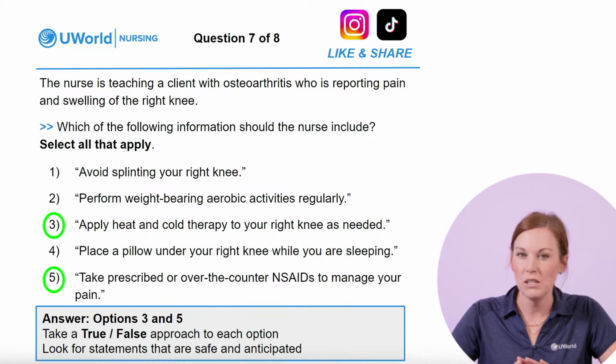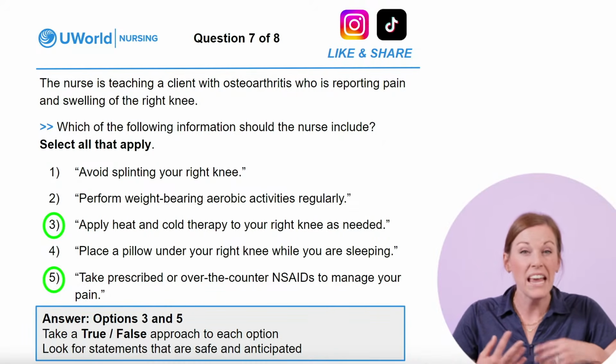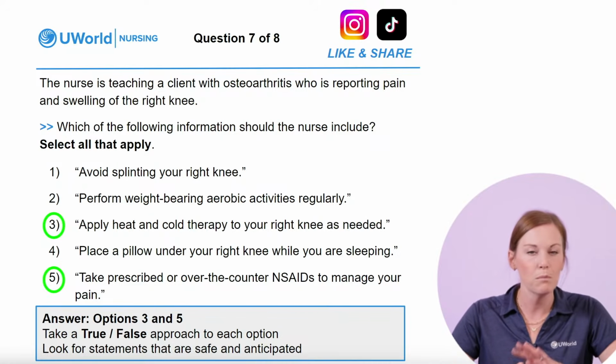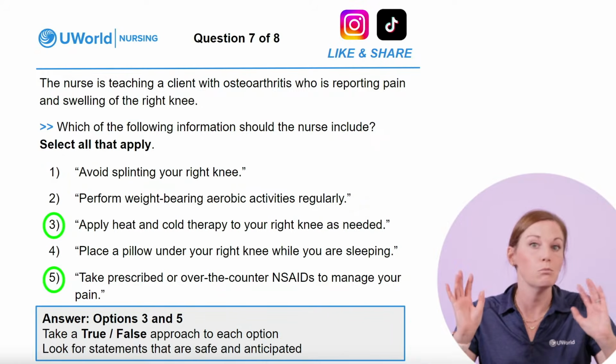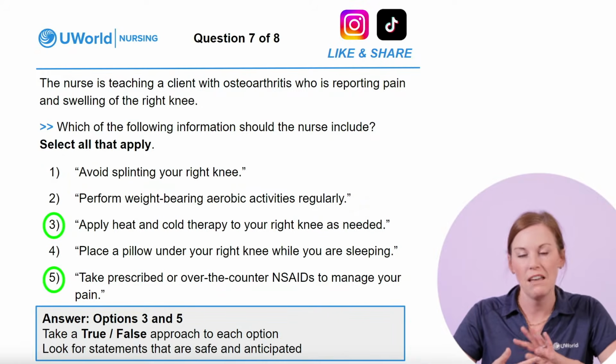Applying, alternating between heat and cold, that's going to help with some of that pain, help with the inflammation, and also help promote blood flow. Option 5, NSAIDs are going to, again, work on that inflammation. It's going to help reduce that inflammation and ease that pain.